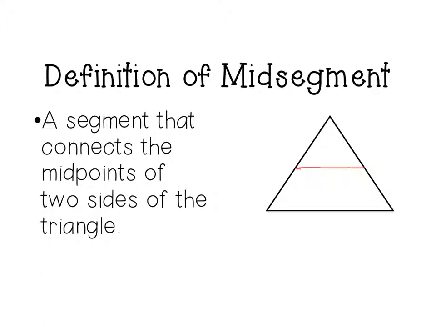And the most important thing to remember about it is that it creates equal measures because it's at the midpoint. So this piece would be congruent with this piece, and this piece would be congruent with this piece, as long as this red line right here is a midsegment, because it connects at the triangle's midpoints.